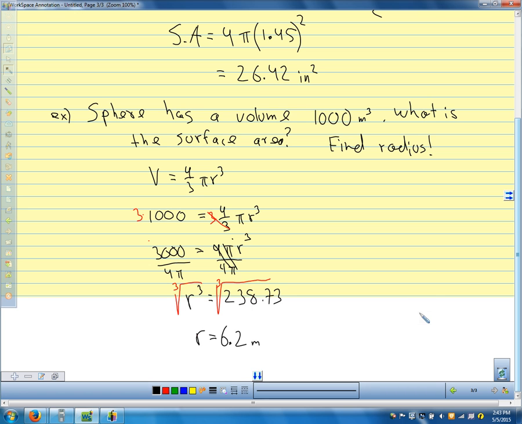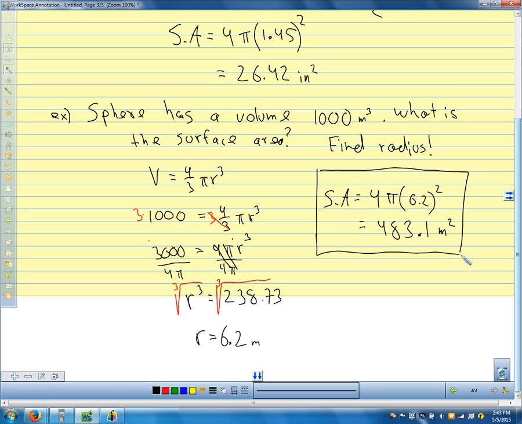And then I'm going to plug that into the surface area formula. So the surface area equals 4 pi times 6.2 squared. I plug that into my calculator just like that, and I get 483.1 square meters. So there's my answer. So the key to a sphere is you have to find the radius. That's what we need for our formula. Find the radius.